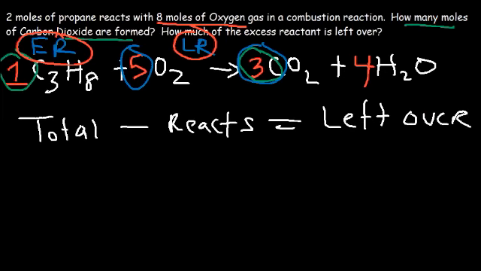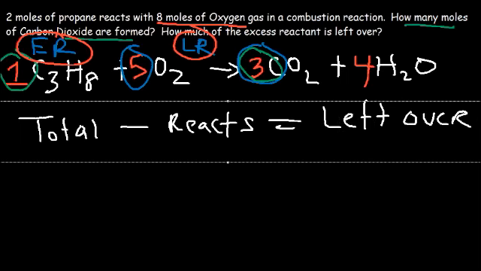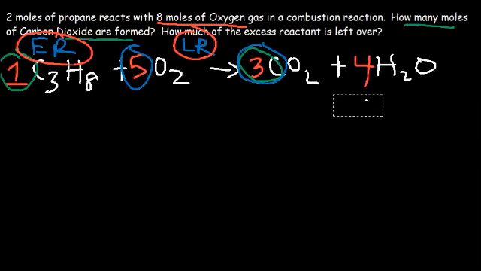So for example, let's say we have 10 moles of excess reactant, but only 7 moles react. Therefore, 3 is left over. 10 minus 7 is 3. And so that's the main idea of what we need to do to find out how much is left over. So we already have the total. In this case, the total is 2 moles of propane. We need to find out how much reacts. And we can do that using stoichiometry. So let's see how much reacts with the 8 moles of oxygen.